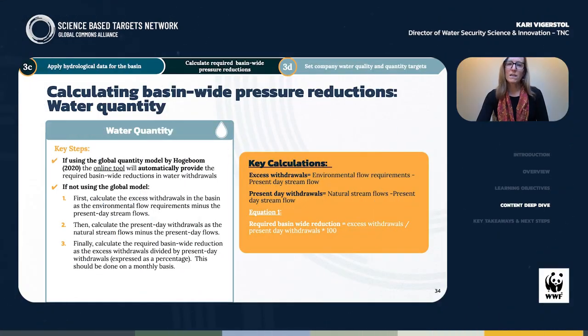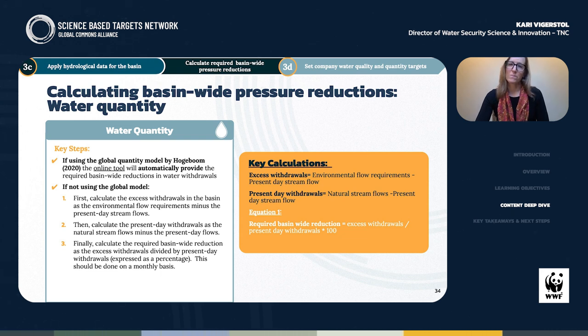Having collected all the key parameters for the basin, we need to calculate the reductions in water withdrawals or nutrient pollutant loading required to bring the basin back to a healthy state. The methods refer to these quantities as required basin-wide reductions, and they are defined as a percentage of the current basin-wide pressures. If using the global quantity model by Hoekstra, the online tool would display the required basin-wide reductions in water withdrawals.